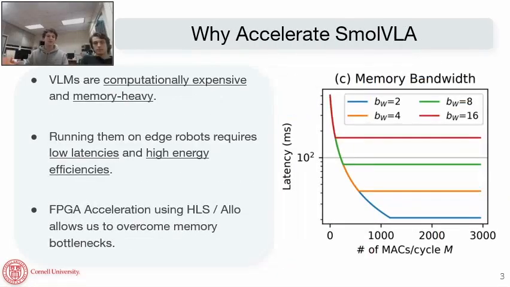So why did we choose to accelerate a small VLA model in the first place? VLMs are computationally expensive and memory heavy. Running them on edge robots requires low latencies and high energy efficiencies. For example, on a drone, you can't just strap on a GPU, which can sometimes take hundreds of watts. And if you need that same level of compute, an FPGA can now take this and do the same workload, potentially at much greater efficiency.